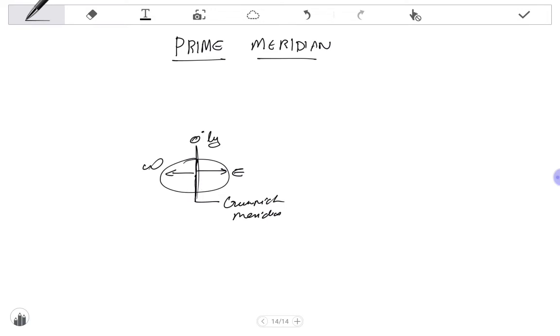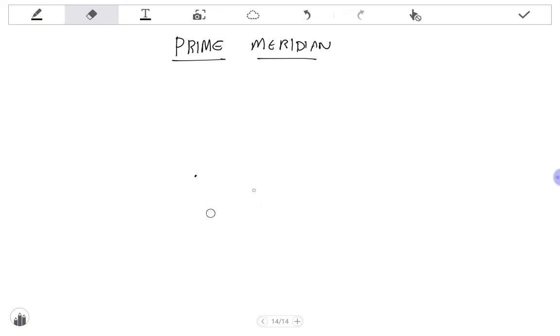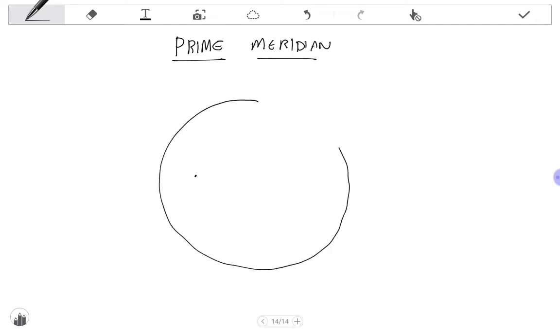So when we project our Earth onto the celestial sphere, this Greenwich meridian is also projected. That projection of the Greenwich meridian on the celestial sphere is known as the prime meridian.